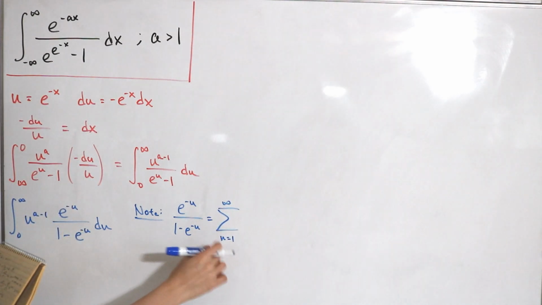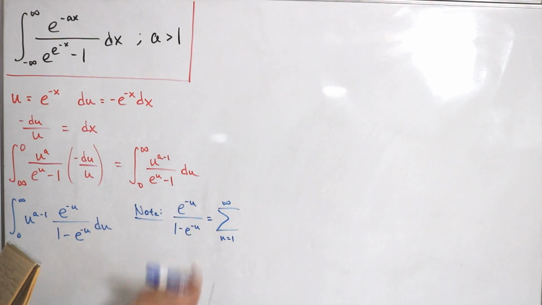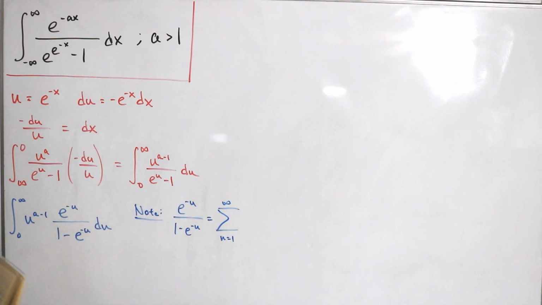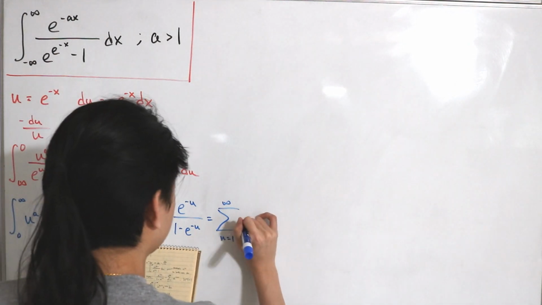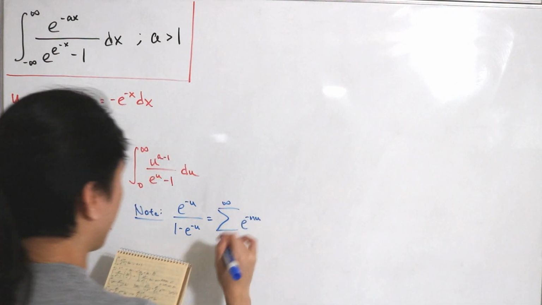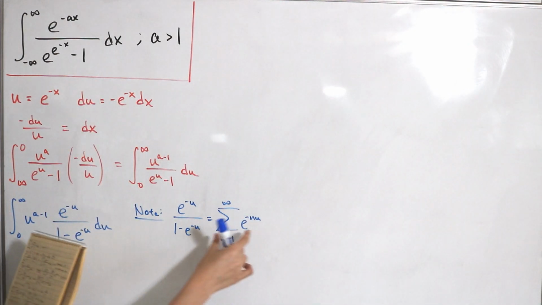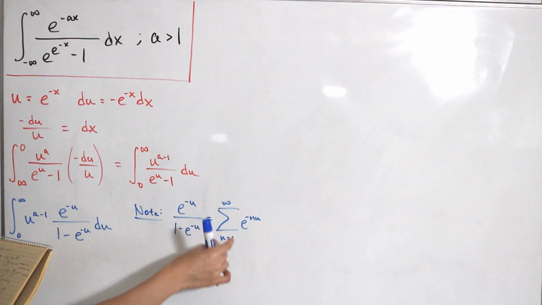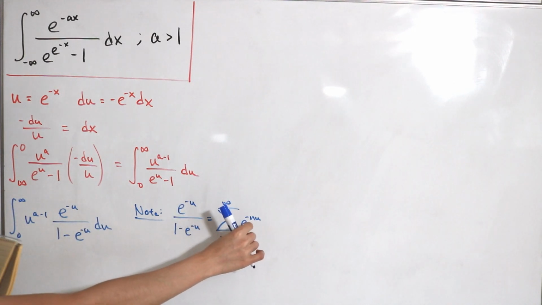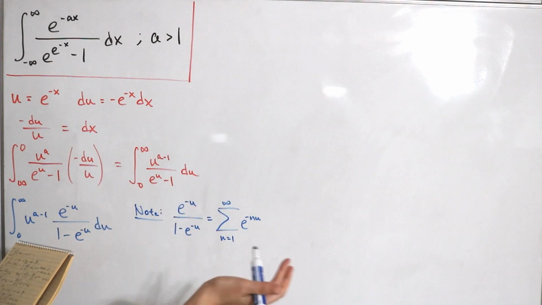Yeah, it has to be 1. Otherwise, if it's 0, then the numerator of this will be 1, but that's not the case. So this will be e to the power negative n times u. And this also is fine because we're integrating this from 0 to infinity, and that fits in with that ratio being strictly less than 1.